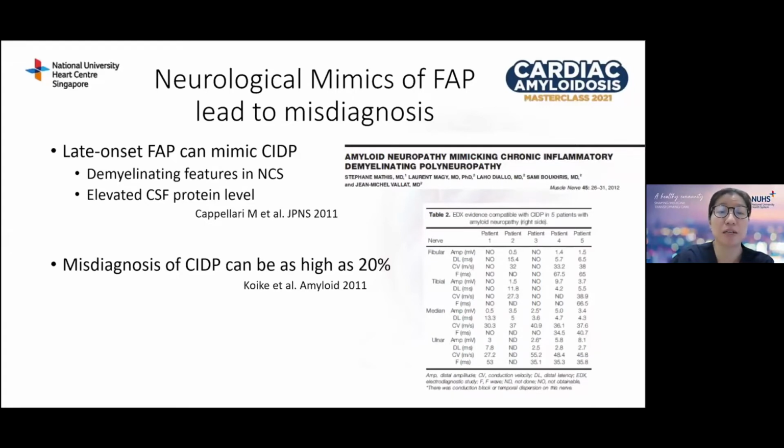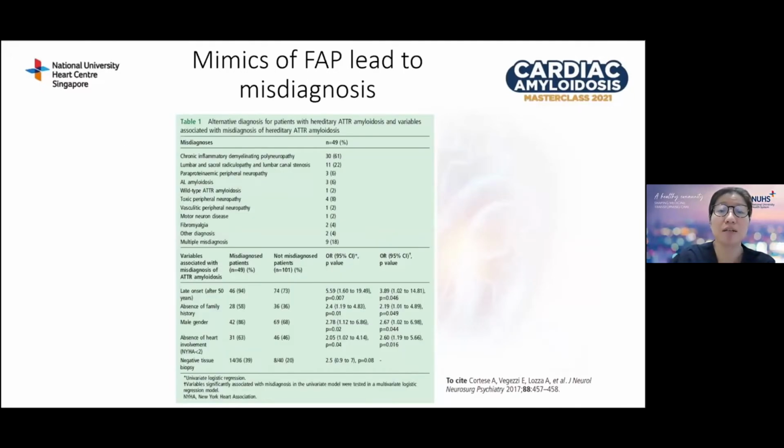of patients in CIDP. In this Italian study, they reviewed the medical records of 150 patients with ATTR over a period of about 13 years and listed the various misdiagnoses that some of the patients had. Of note, the more common misdiagnosis was CIDP as well as lumbosacral radiculopathies.